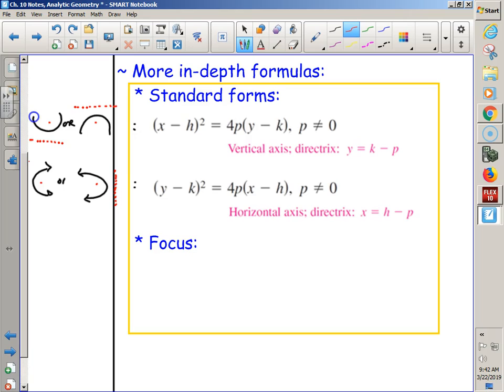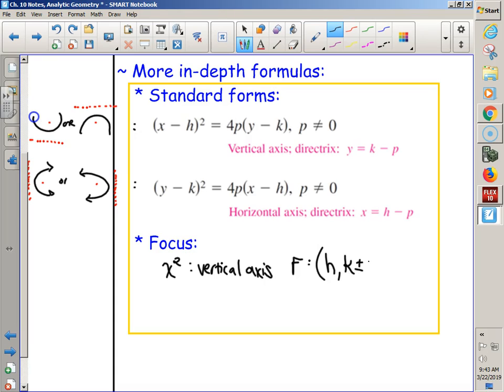Do you guys see it? Just a little bit? If you're the focus, you're always going to be inside the concavity. That guy's a little too close. If you're the directrix, you're always outside, which means, if my x is being squared and I have a vertically oriented parabola, we could also say something about a vertical axis. I can say my focus keeps the h, and the k either adds or subtracts p, depending on whether I'm concave up or concave down.